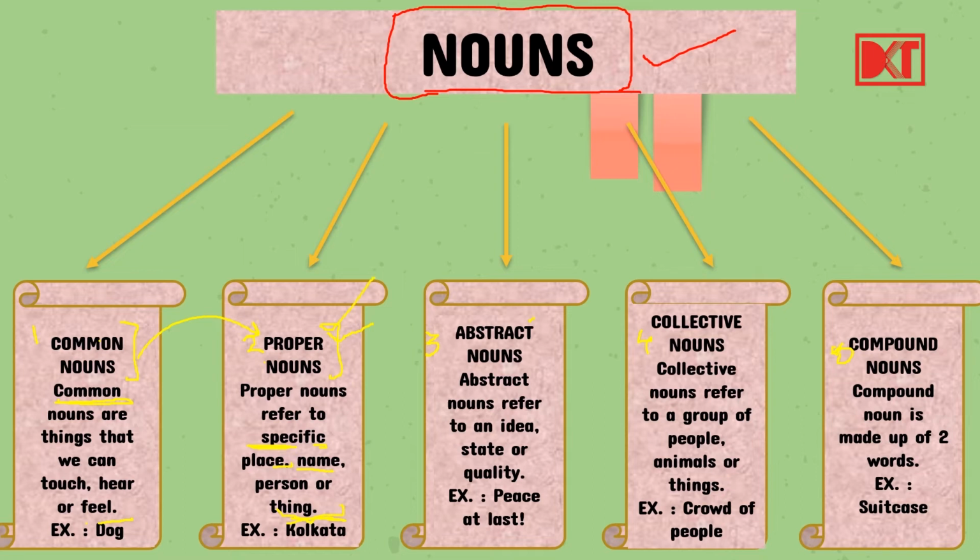Next, we talked about abstract nouns. We talked about things that don't have any physical existence. They are an idea, any state or quality. For example, peace. And we discussed terms like brotherhood, friendship, love, hate. All these things are abstract nouns. Alright. Then we moved on to collective nouns. Collective nouns refer to a group. Any group we are referring to becomes a collective noun. Group of people, animals or things.